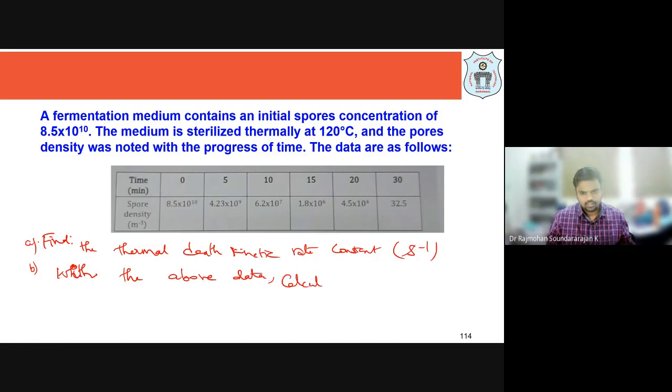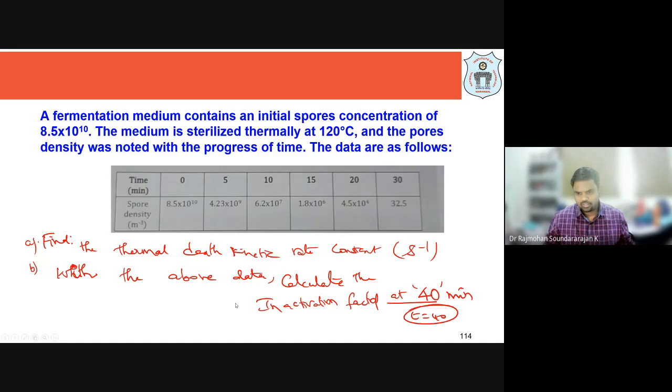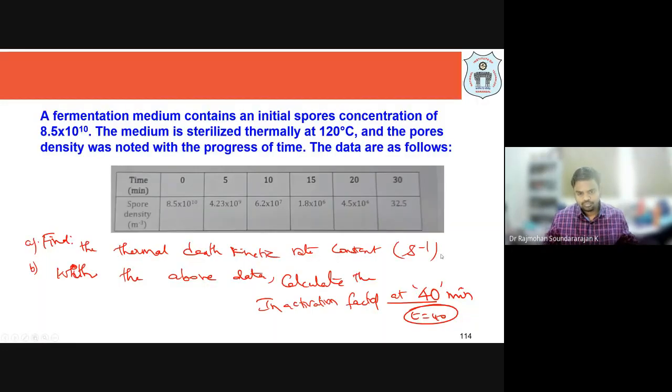calculate the inactivation factor at 40 minutes. It's important what time I am asking. You are going to substitute t equal to 40, so that also you will be able to calculate.